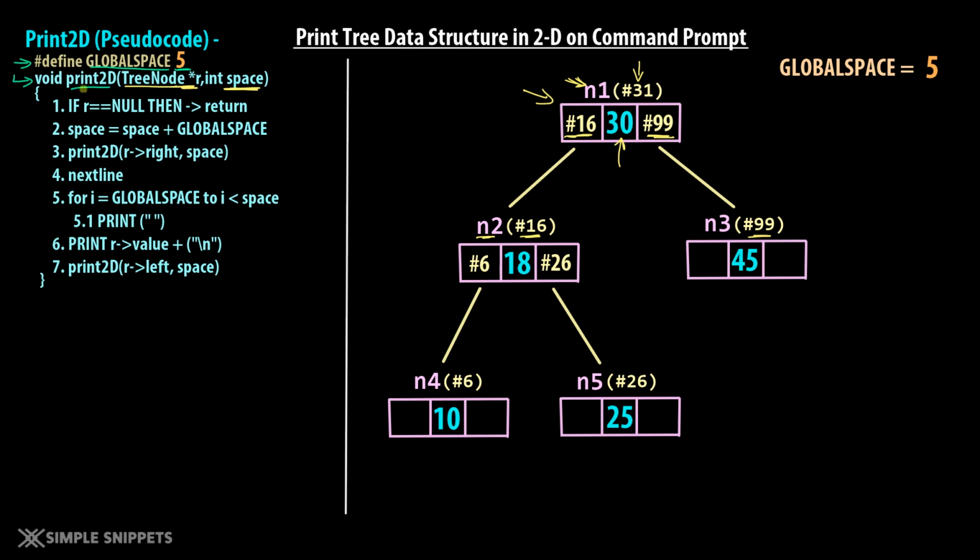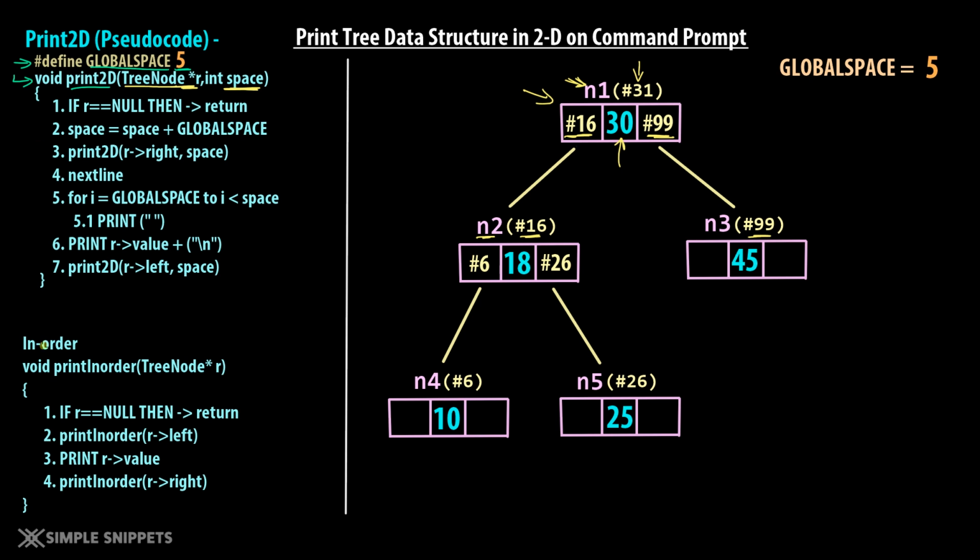Now inside this function we have 7 steps. At the bottom I have the pseudocode for inorder tree traversal, which we've already covered. We have 4 steps. First is where you check the condition, the exit condition. The second step is recursively traversing the left side. Then you have printing the value, and then recursively traversing the right side.